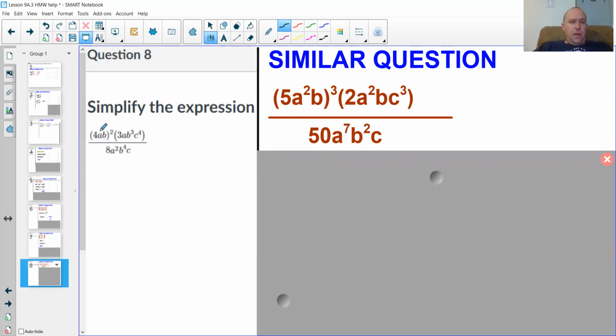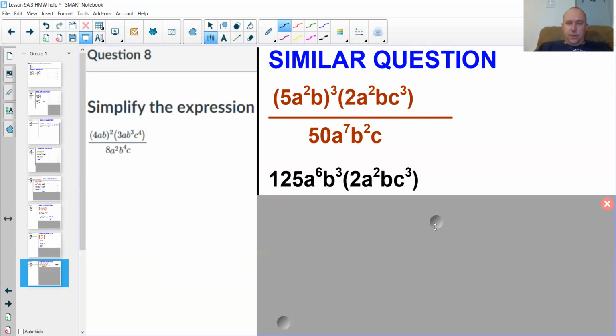And for the last question, we have one term raised to a power, another term not raised to a power, and another term. So here's my similar question. So with fractions, I want to focus on the top first and then the bottom. So for this first one, I can see I've got this whole term cubed. So I need to cube each of these terms here. So that's my first job.